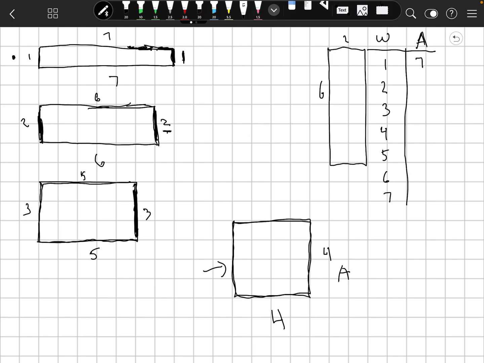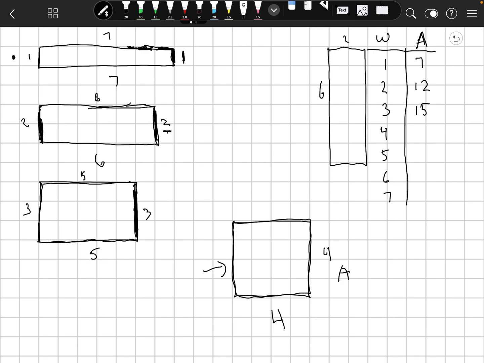Then we have 2 right here for a width. And so 2 plus 2 plus 6 plus 6, that's 16. We have the same perimeter to work with. This time when our width is 2, we have 12 for an area. So our area is increasing as our width gets larger. Here our width is 3, and again the perimeter is still 16, but the area is now 15 units.